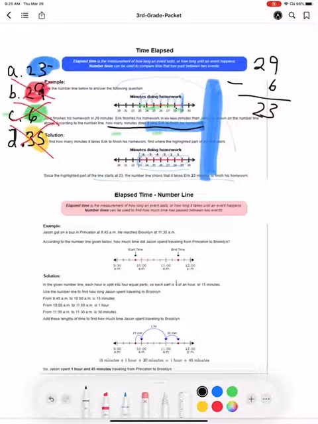So let's look at down here more examples about elapsed time. Jason got on a bus in Princeton at 9:45 a.m. I'm going to circle that number. He reached Brooklyn at 11:30 a.m. So we have time, not how many minutes, not how many hours, but two different points on the number line of time. According to the number line given below, how much time did Jason spend traveling from Princeton to Brooklyn?